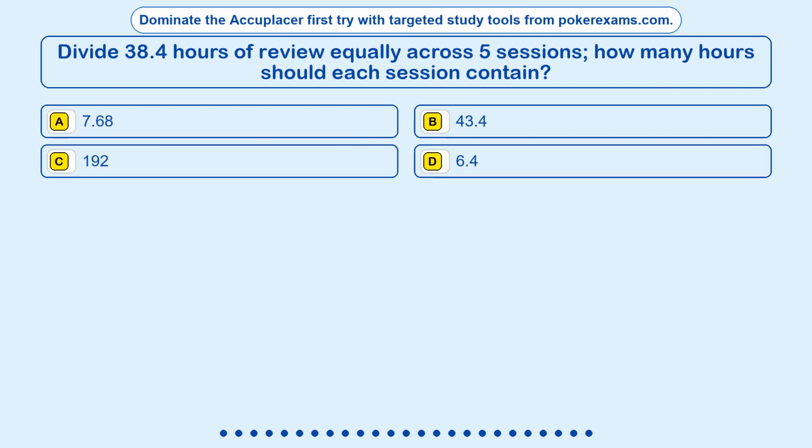Question 3. Divide 38.4 hours of review equally across 5 sessions. How many hours should each session contain? Option A, 7.68. Option B, 43.4. Option C, 192. Option D, 6.4.